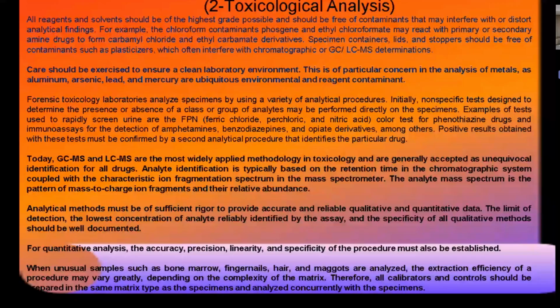So if unusual samples are coming, like bone marrow, fingernails, hair, and maggots, the extraction efficiency will be more complex because the matrix is different. So different calibrators and different controls will come. The laboratory technician should also know what the matrix is, what the change is, what is vascular tissue, what is non-vascular tissue, and what different solvent to use in different cases, and how we will be able to detect a particular toxin or poison in which case. Next slide, ma'am.